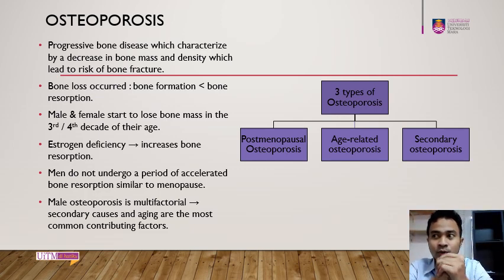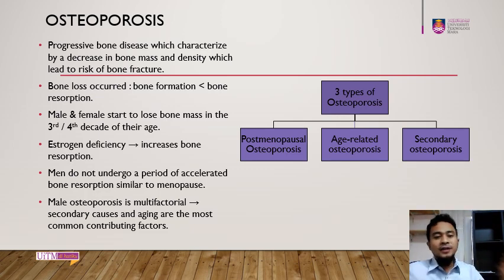You produce a lower amount of hormone, so resorption occurs more than the process of ossification. The third type is secondary osteoporosis. This could be due to an accident or something like that, or you are undergoing a certain type of treatment that causes a reduction in the synthesis of bone cells.